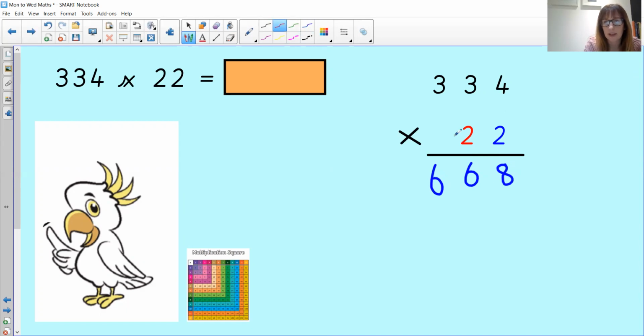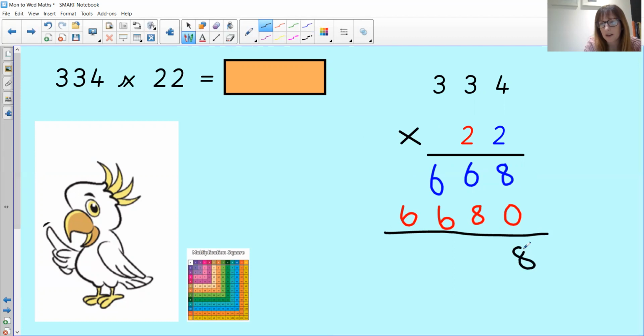So let's look at the tens, now the 20. So what do I need to do? That's right, I need to put my placeholder in. So 4 times 2 is 8. 3 times 2 is 6. And again, 3 times 2 is 6. And you know what we need to do now, don't you? That's right, we need to add these two numbers together.